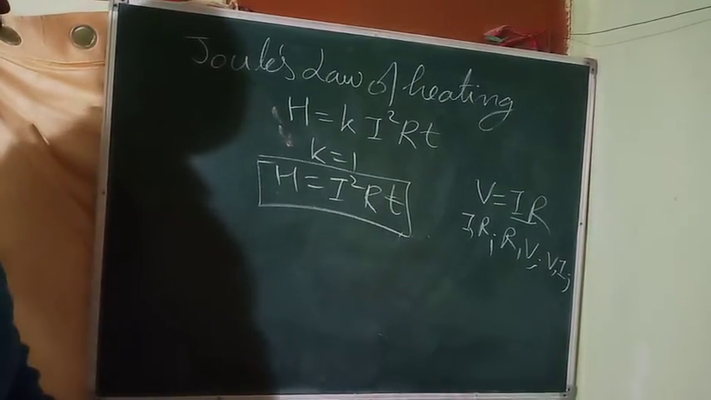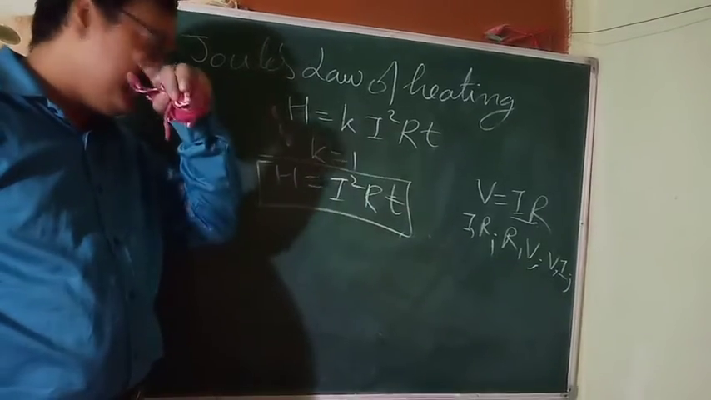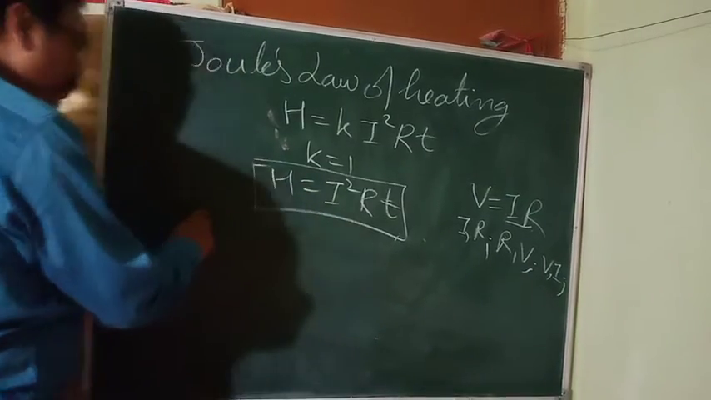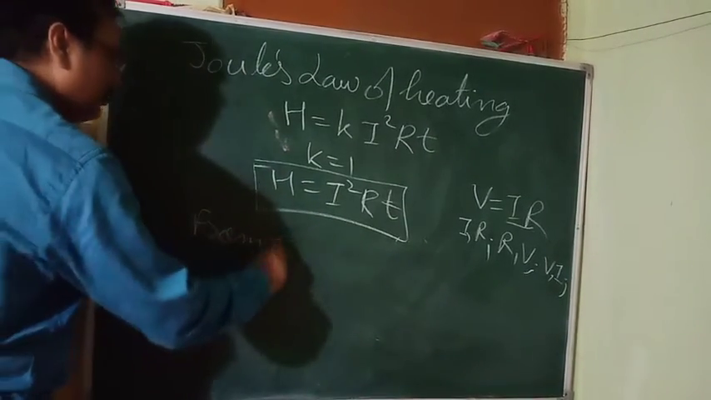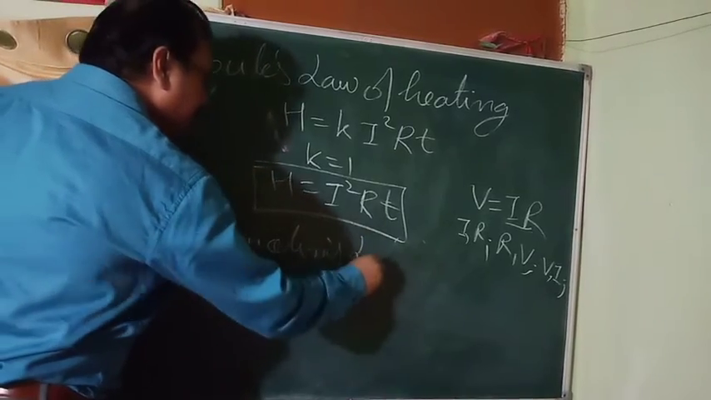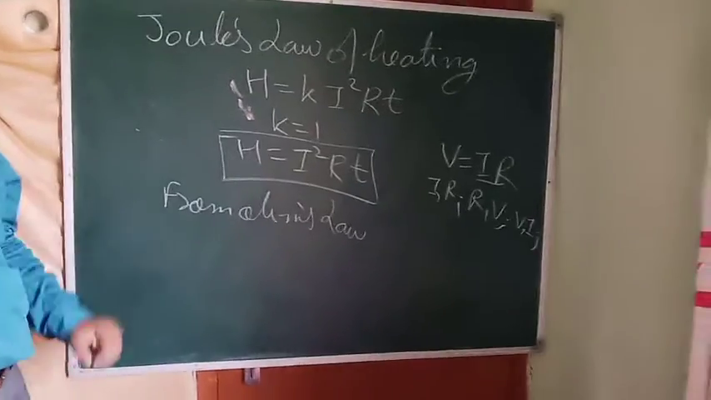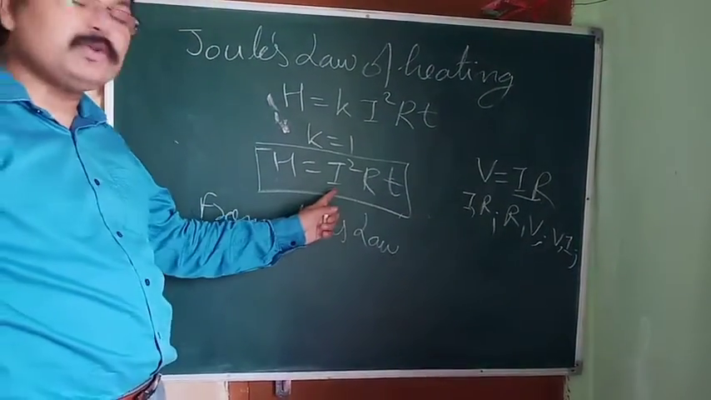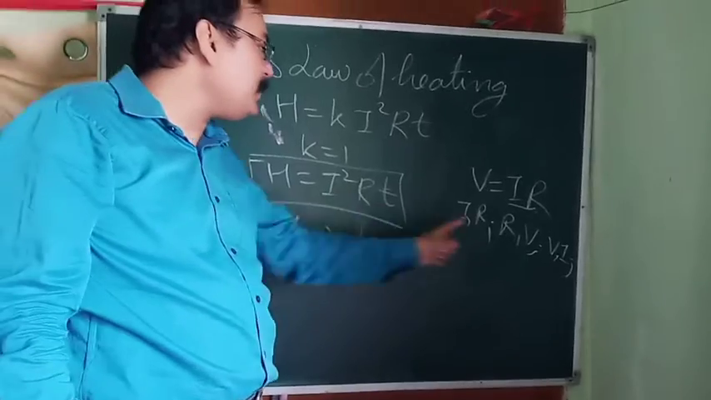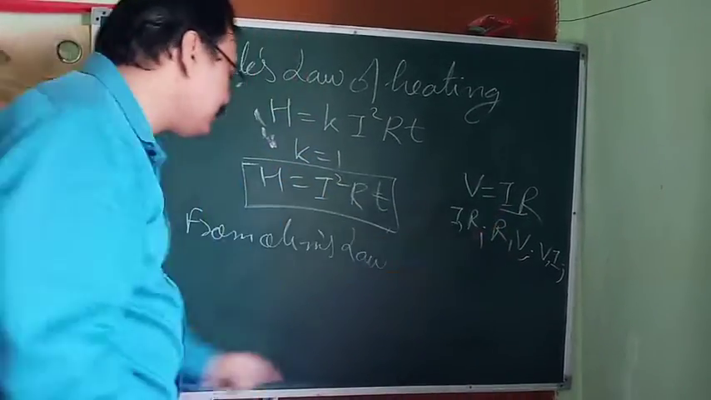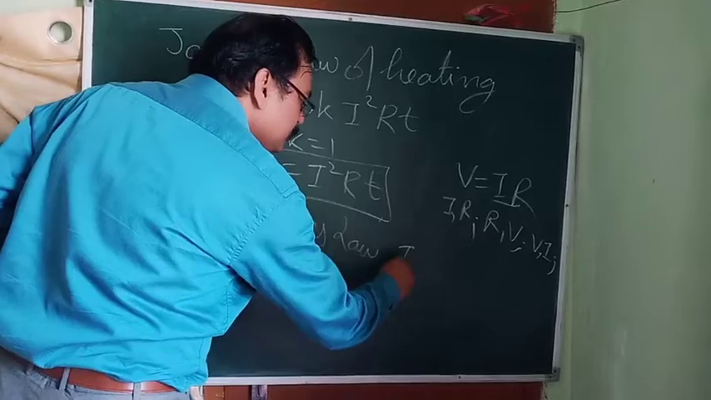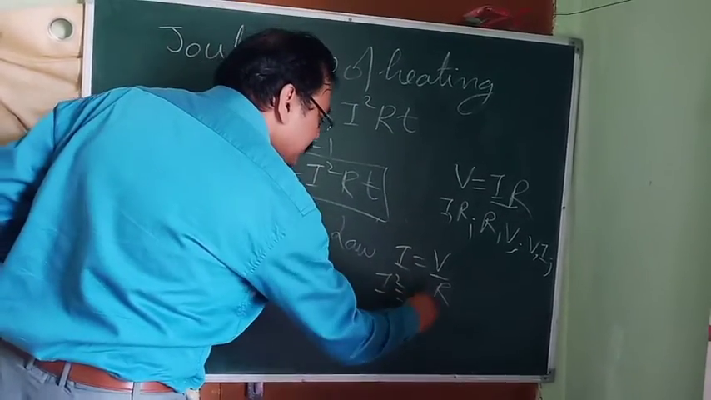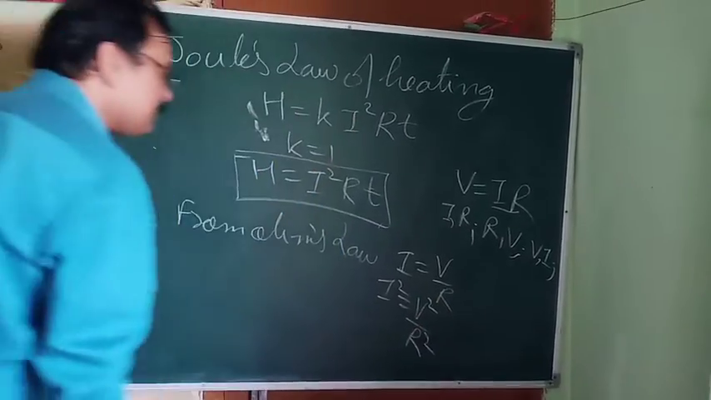Now, how to do that? You have got I and R. Next, you can have R and V, so you have to remove I from here. From Ohm's law, if you want to remove I, then I is equal to V upon R. So I square will be how much? It is V square by R square. That's what we can write.